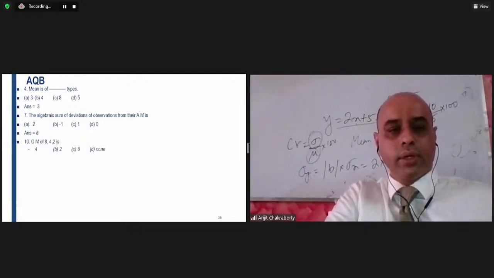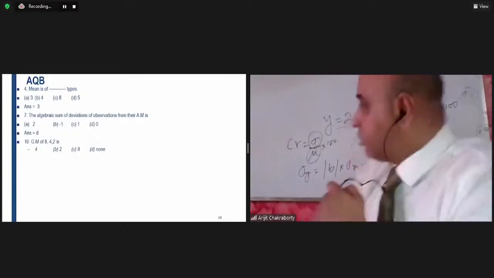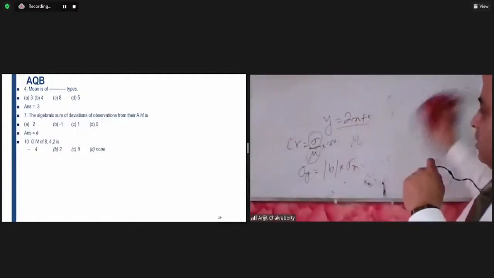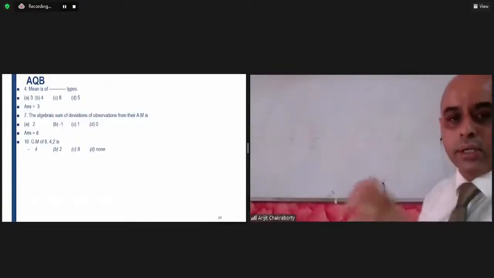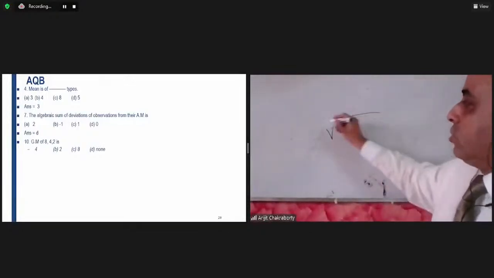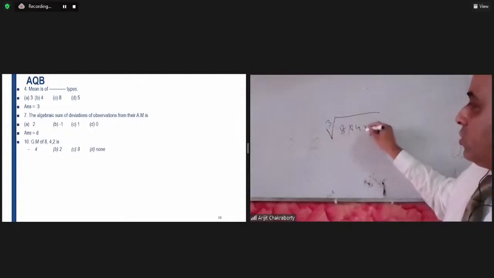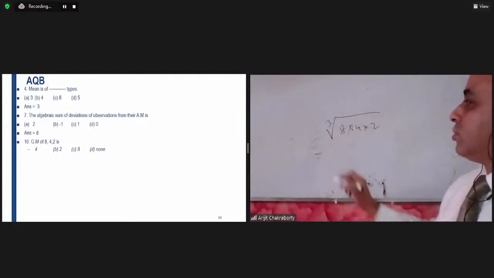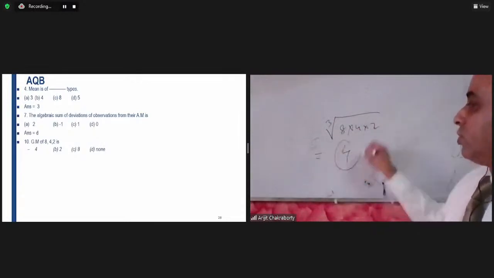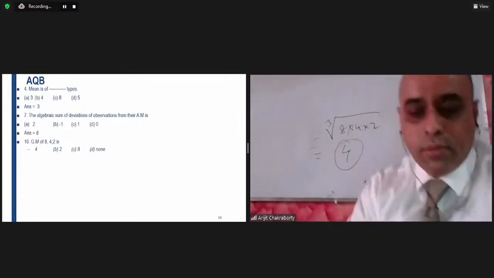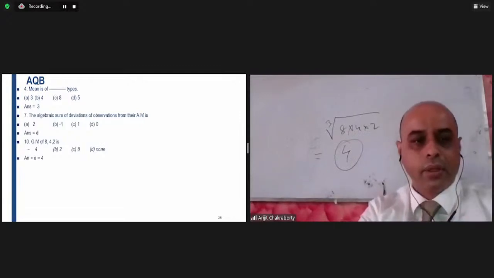GM of 8, 4 and 2 is how much? You remember we did geometric mean, many problems we have done on geometric mean. So 8, 4 and 2. It is the cube root of 8 into 4 into 2. So that gives us 4 8s are 32, 32 2s are 64. Cube root of 64 is 4. So the answer is 4. GM number 10 is 4.